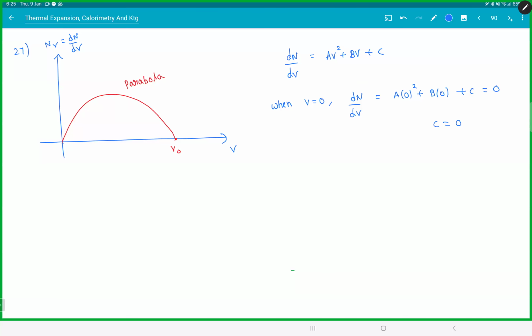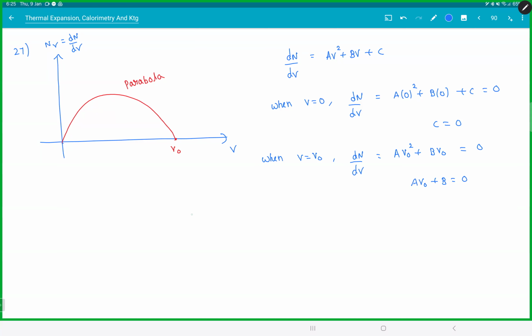There, we got the value of c. You just have to substitute there. When v is equal to v naught, then dN by dv is again 0. That means a into v naught square plus b into v naught, c is 0, is 0. Therefore, a v naught plus b is equal to 0. That is one more relation we have. Where do we get the next relation from?